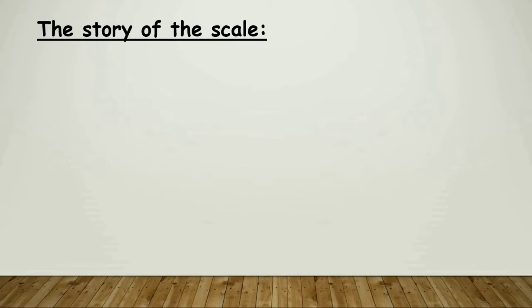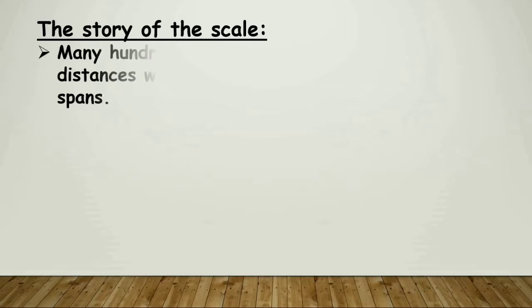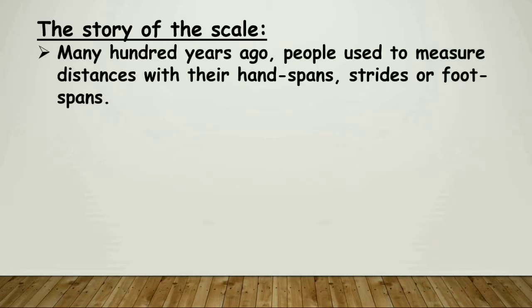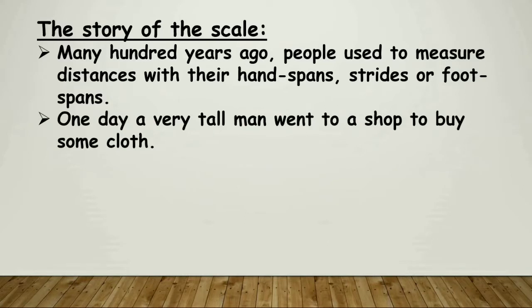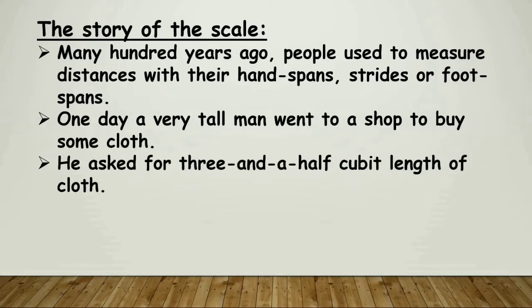Today we are going to discuss the story of the scale, from learning how to measure, of 6th class science. So many hundred years ago, people used to measure distances with their hand spans, strides or foot spans. One day, a very tall man went to a shop to buy some cloth. He asked for 3.5 cubit length of cloth.